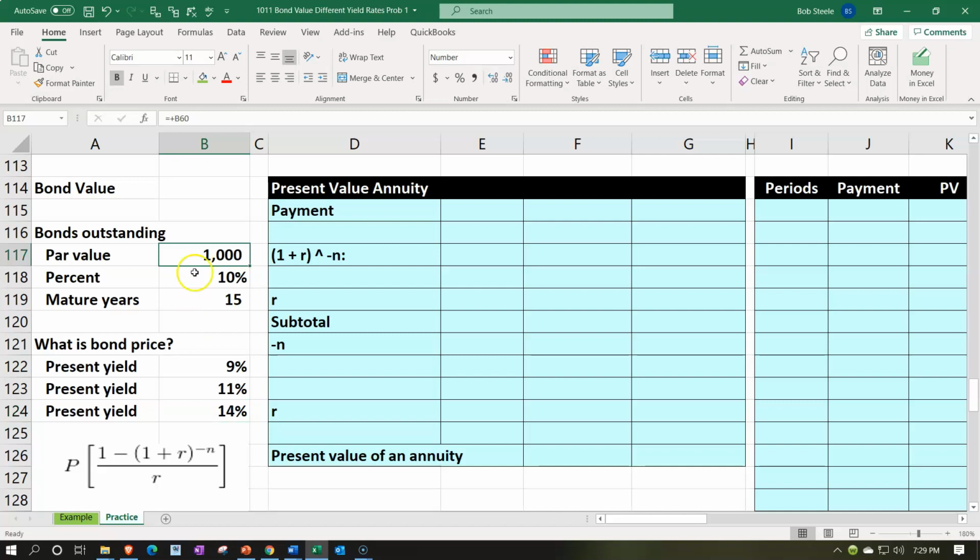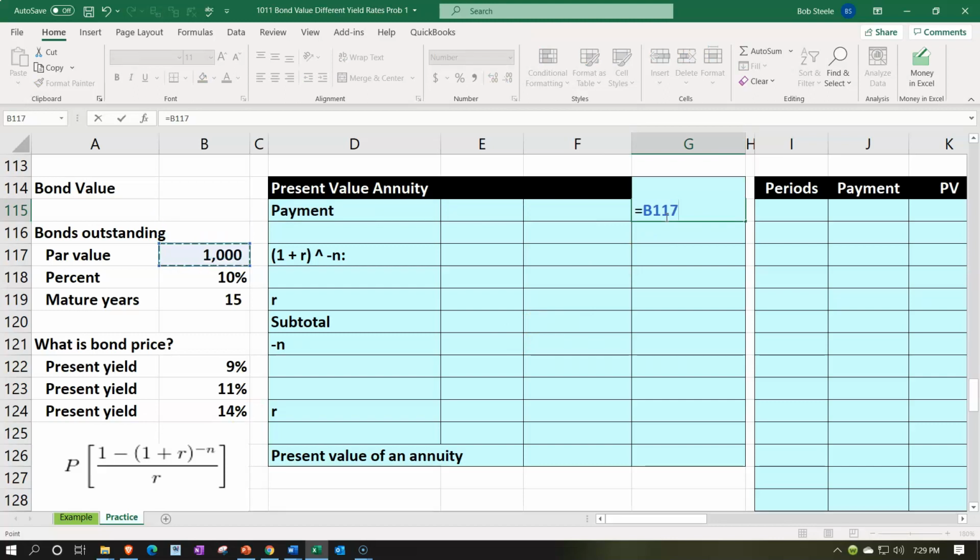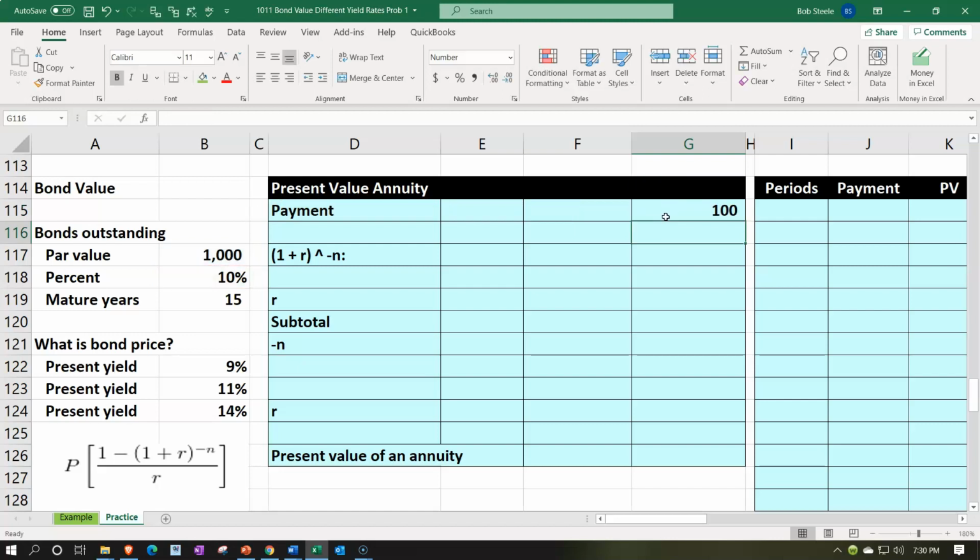We're going to say once again, the annuity part, P times 1 minus 1 plus R to the negative N over R, pulling then the annuity payment to the right. This is going to be the 1,000 times the rate, which is 10%. That's where that 10% comes into play. That gives us the $100 per period, 15 periods. Then we're going to say 1. Then I'm going to pick this up.